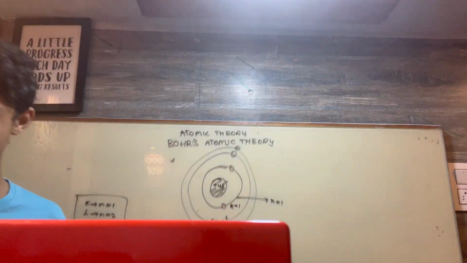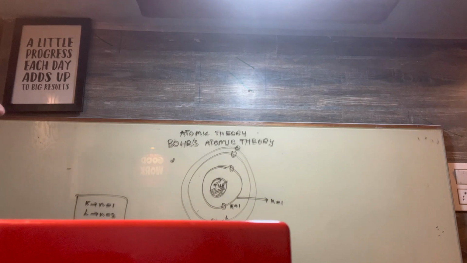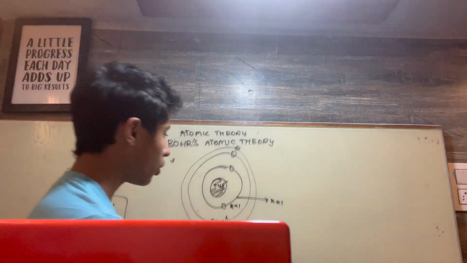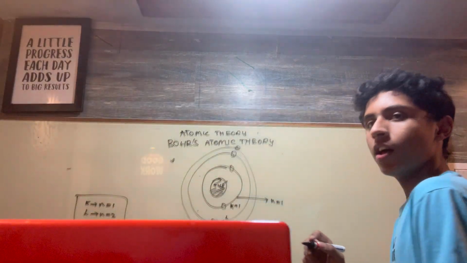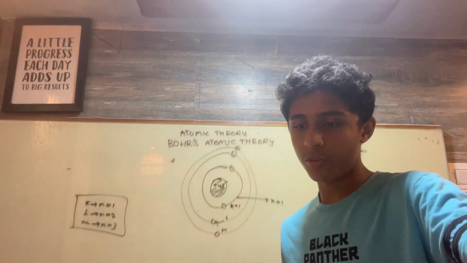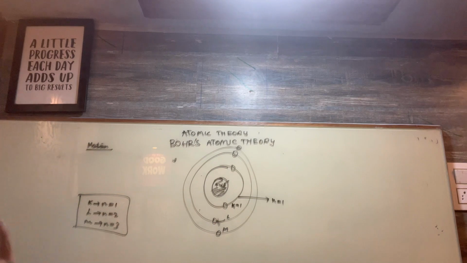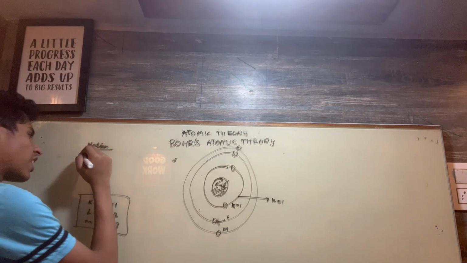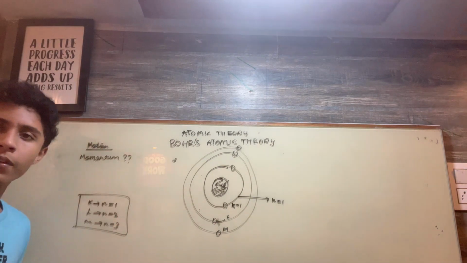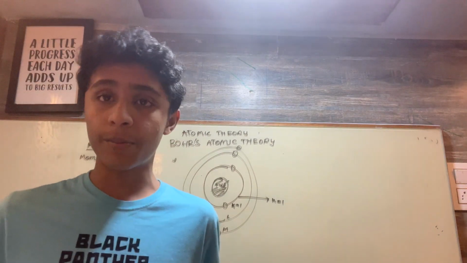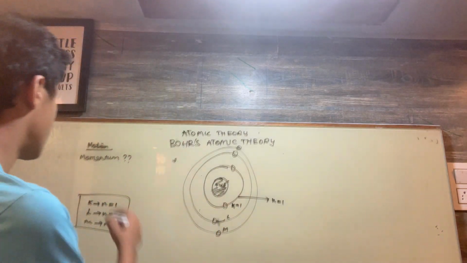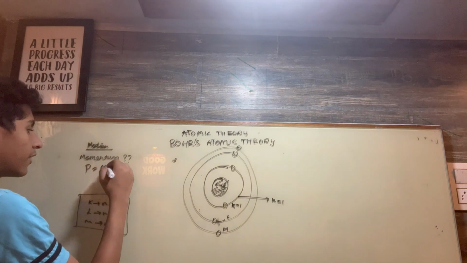So next. Now, because these are all orbits, let me remove this again. Sorry about that. Won't it also, what would a body with motion have? Would it have some momentum? Obviously, right? Because what is momentum? Momentum, P is equal to mv, right?